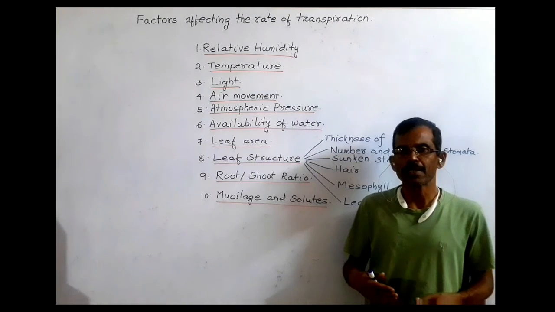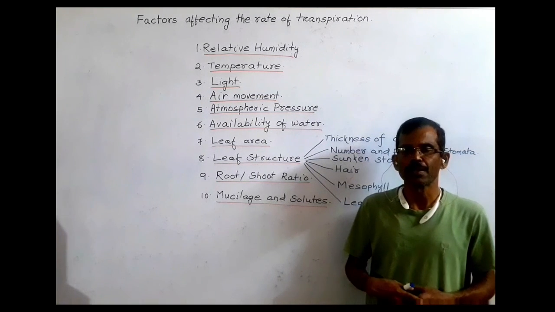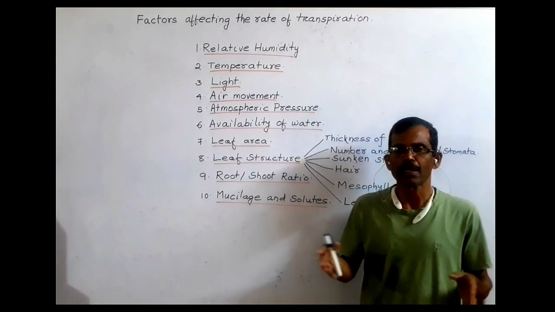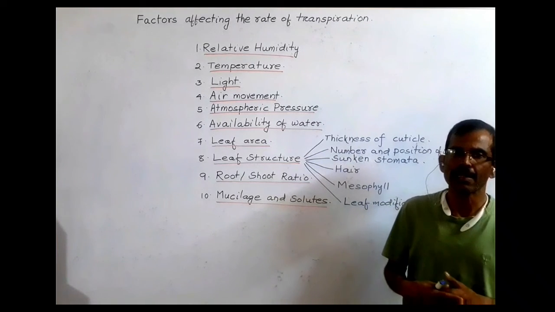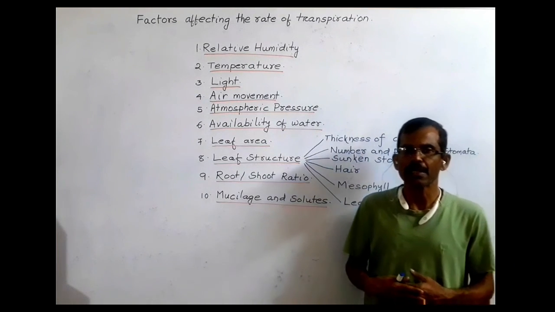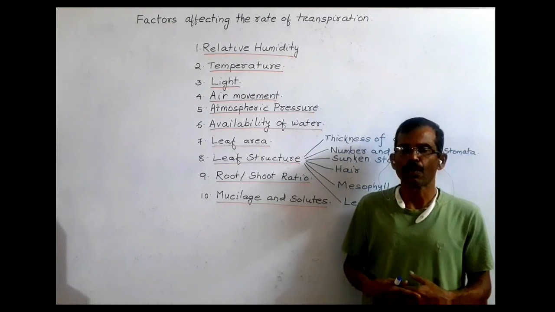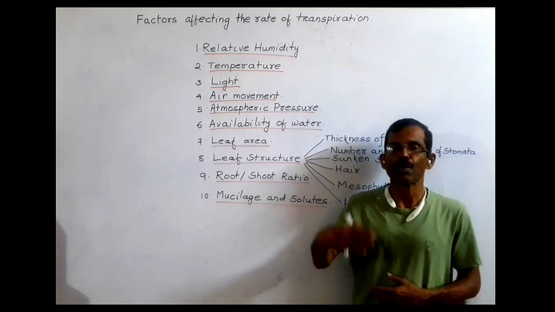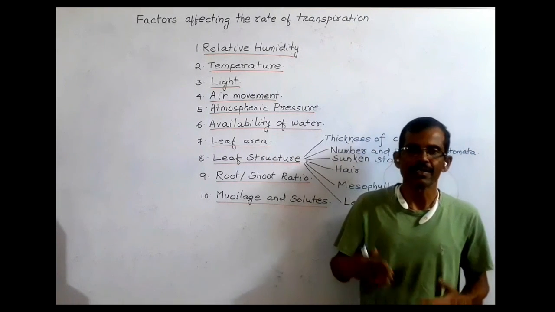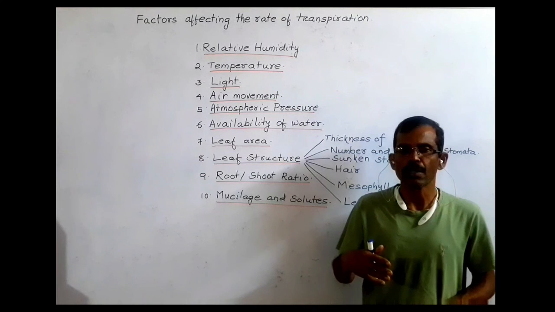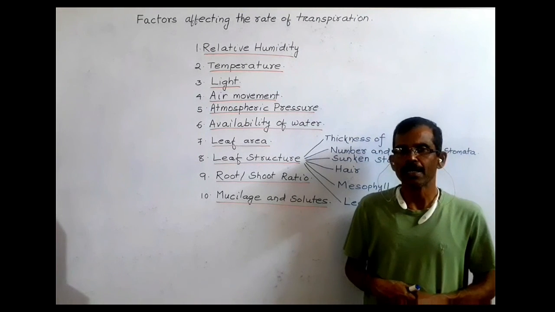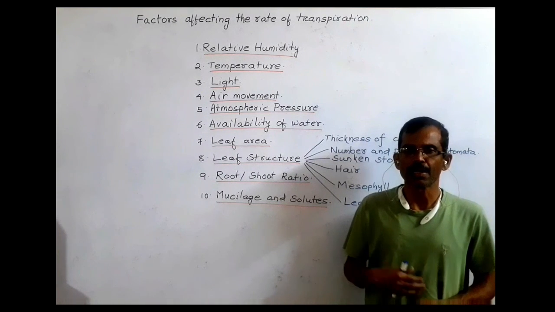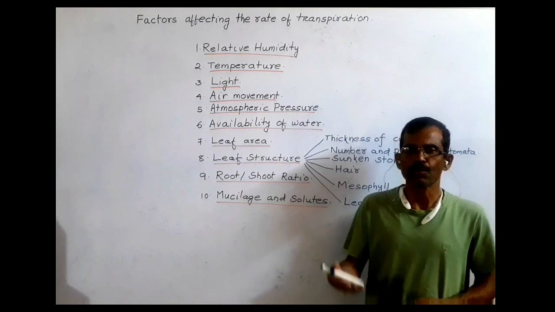At the same time, it increases the rate of evaporation from the wall of the mesophyll cells inside the substomatal space. So automatically, when the temperature increases, the rate of transpiration also increases. But when the temperature increases beyond a limit, it causes desiccation and closure of stomata. Similarly, at a very low temperature, the rate of transpiration also decreases and the stomata get closed.